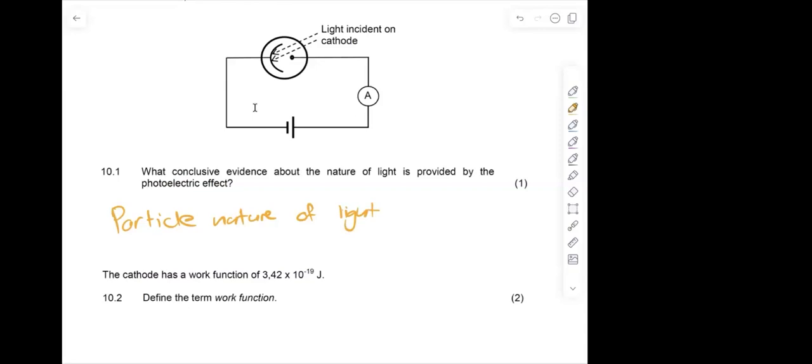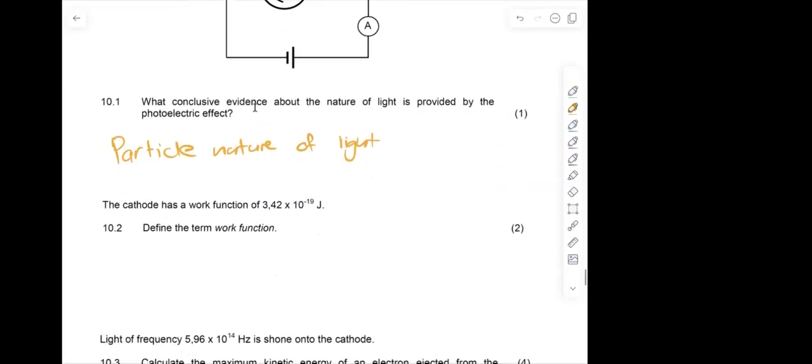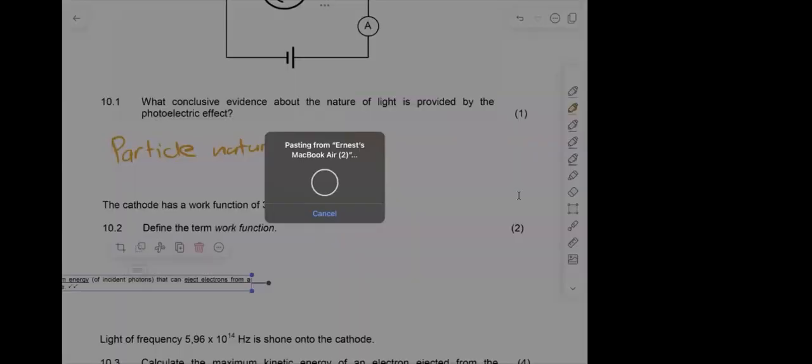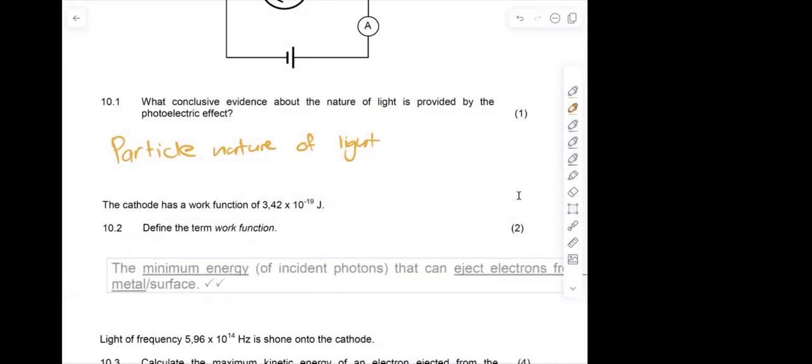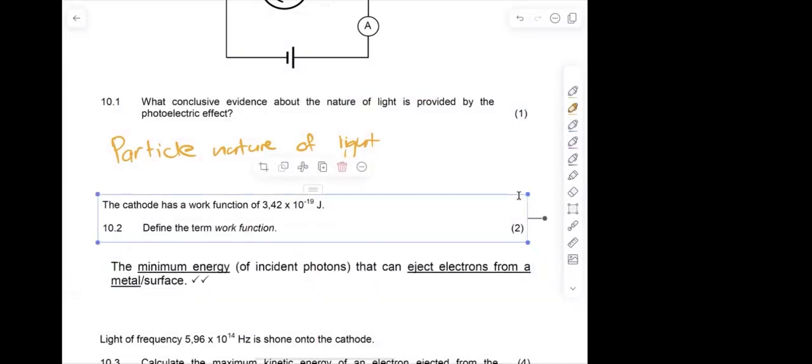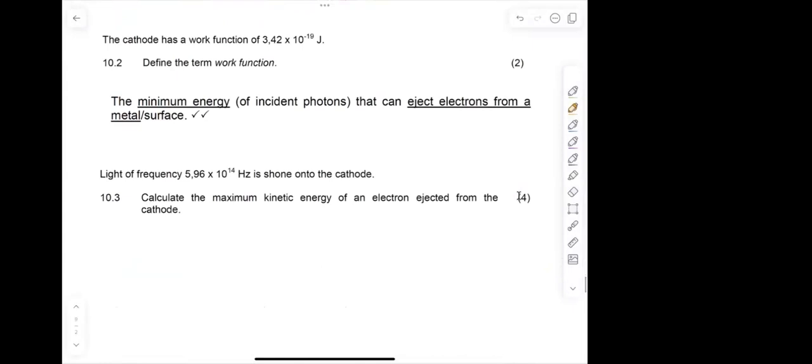Then the next question says, the cathode has a work function of 3.42 times 10 to the power of negative 19 joules. Define the term work function. That one we did earlier. I can just quickly copy and paste that from the previous one. Work function is the minimum energy required that can eject electrons from a metal surface. I'm going to move a bit swiftly so we can get to calculations before our time runs out. The session ends at 8 o'clock, right?